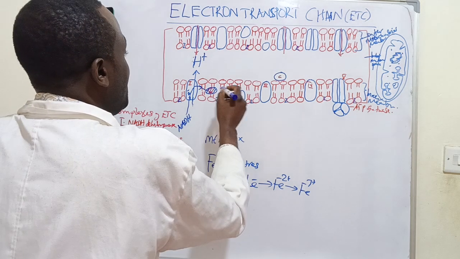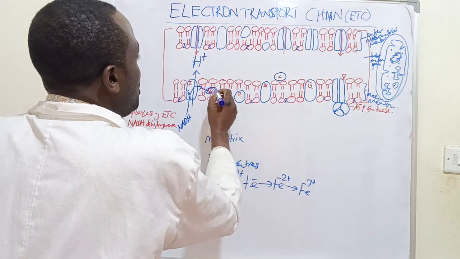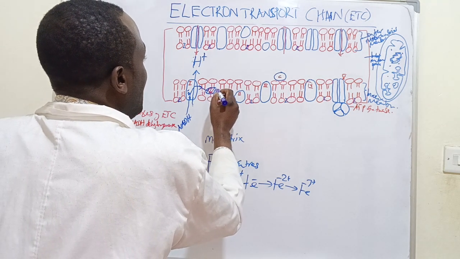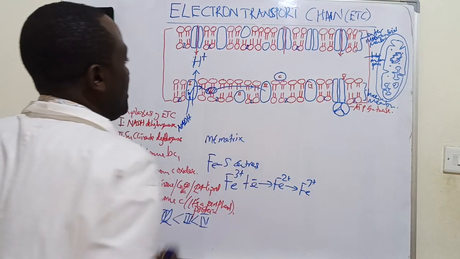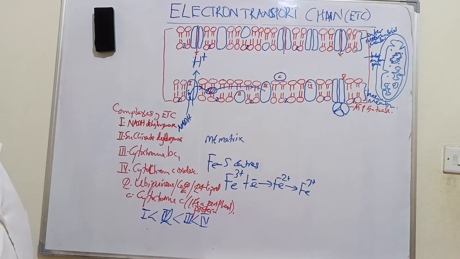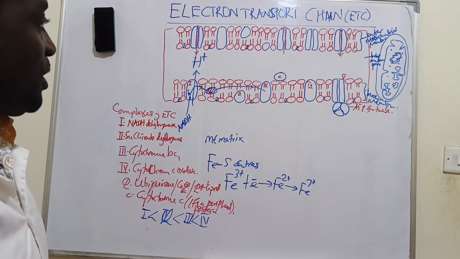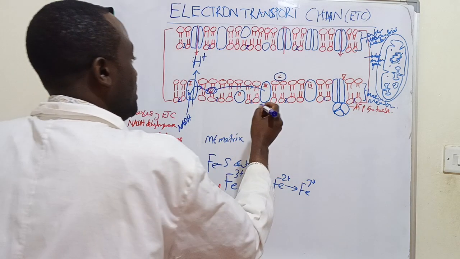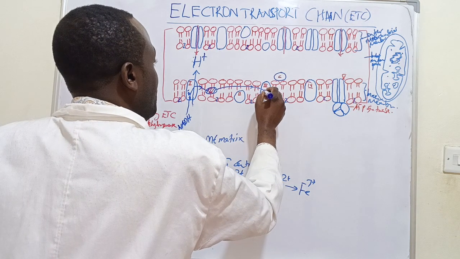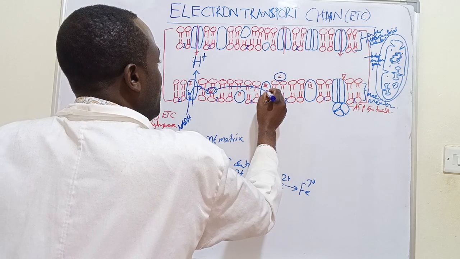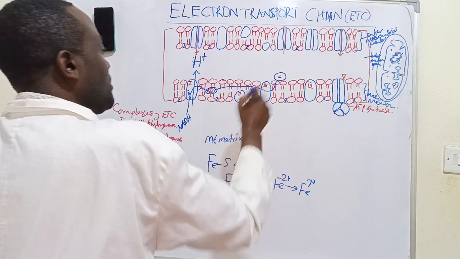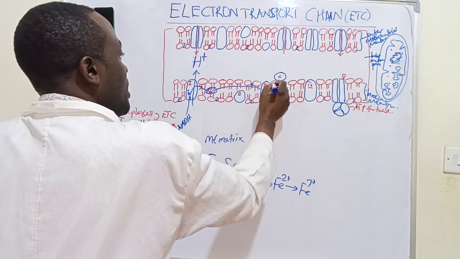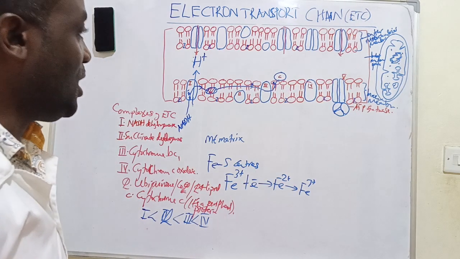Now what happens? The electron continues on this journey. Q goes and reduces complex 3, not complex 2. Follow that pattern very well. So complex 3 is reduced. Now complex 3 reduces what? It reduces cytochrome C.